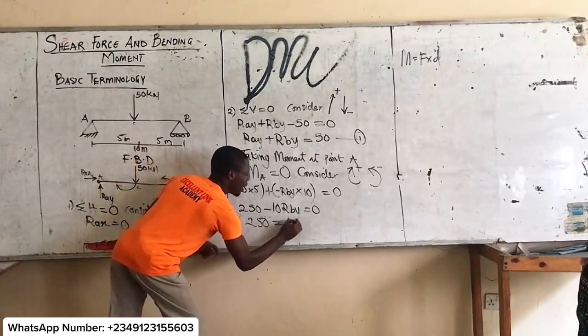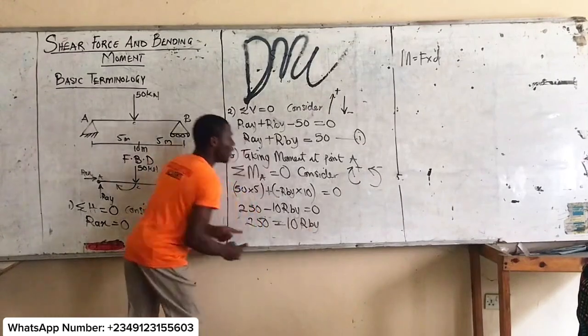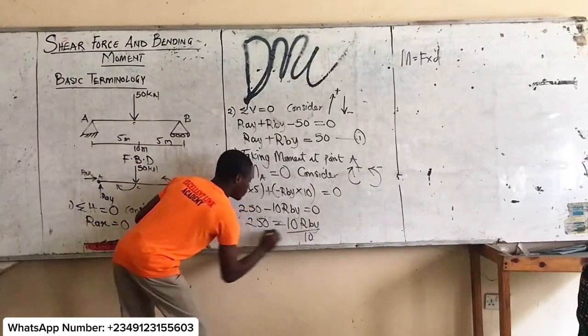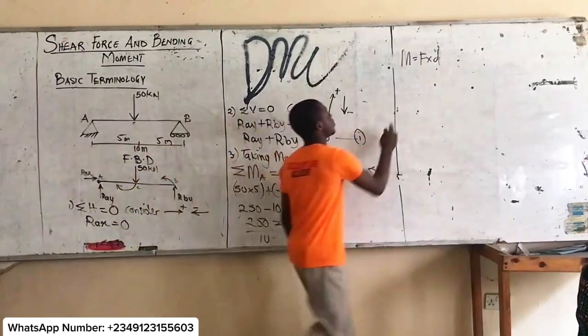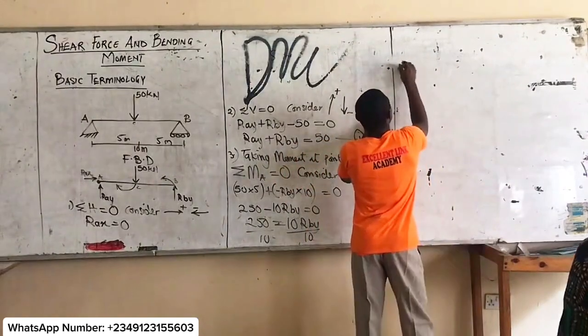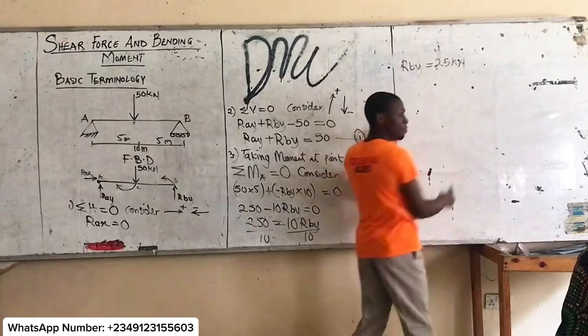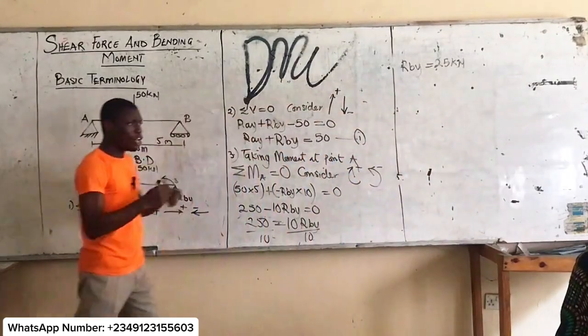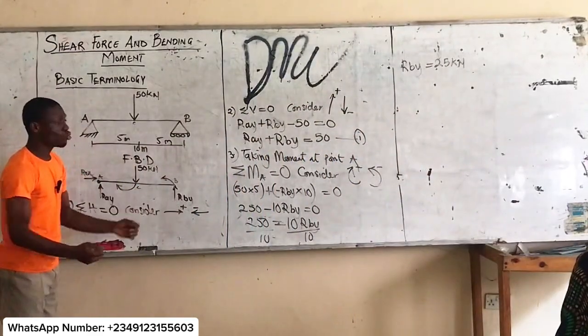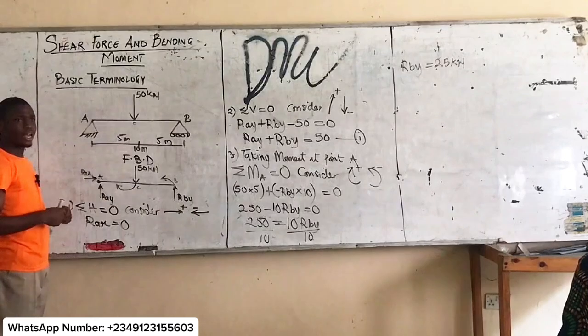Then so you have 250 equal to what? 10 RVY. Let's get RVY by 10. What's RVY, please? 25 kilo. It makes sense. So it means that RVY is what? So that's your routine. Let's now get RVY. How?